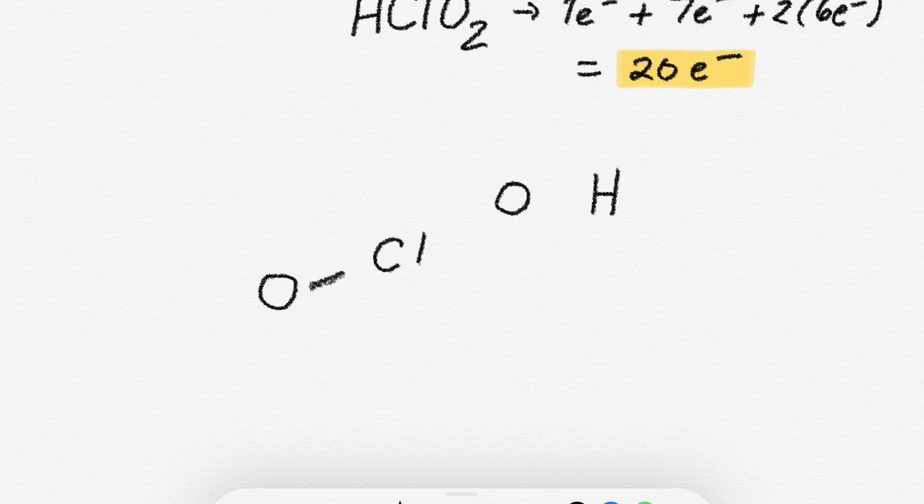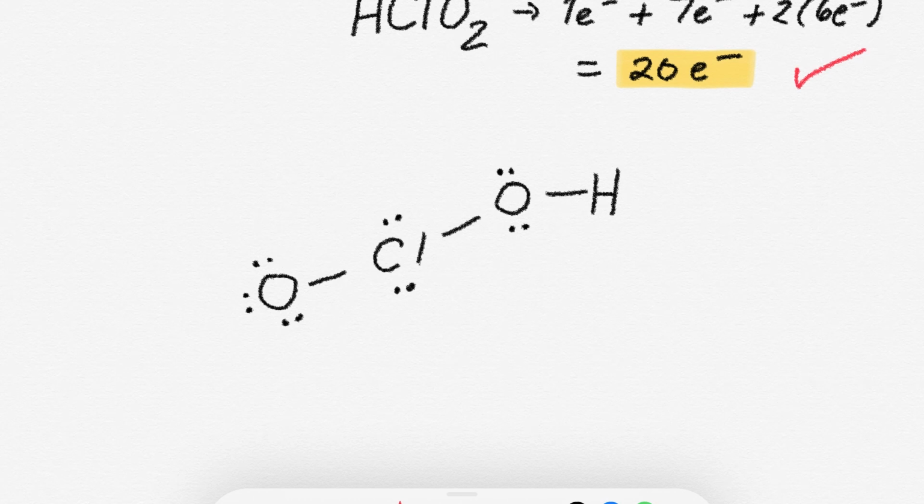We're going to add single bonds between every single atom. Complete octets. Everyone now has a completely filled valence shell, or 8 valence electrons. Now let's count these up. We've got 2, 4, 6, 8, 10, 12, 14, 16, 18, and 20. So this is our Lewis structure for HClO2. And again, I want to stress that we did achieve 20 electrons in our structure.